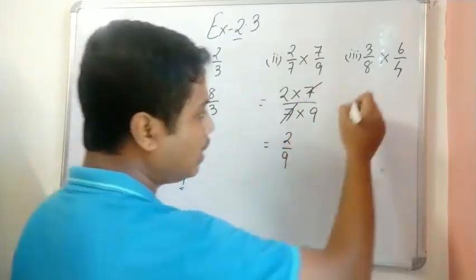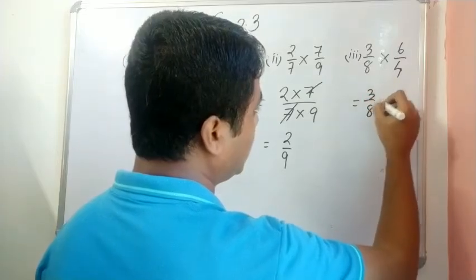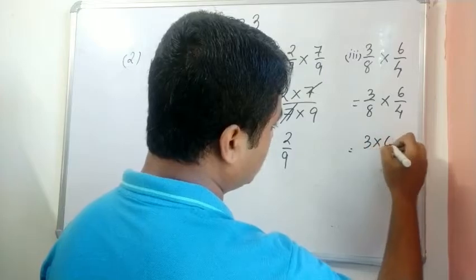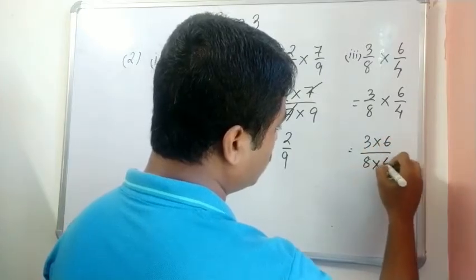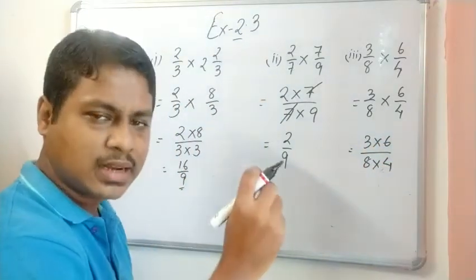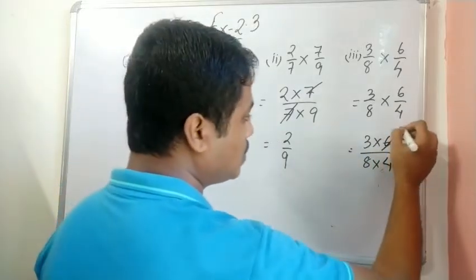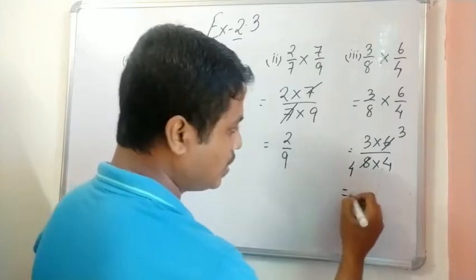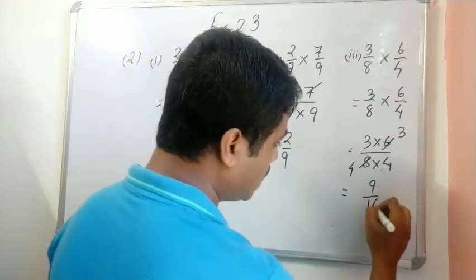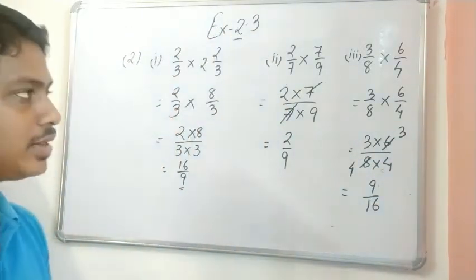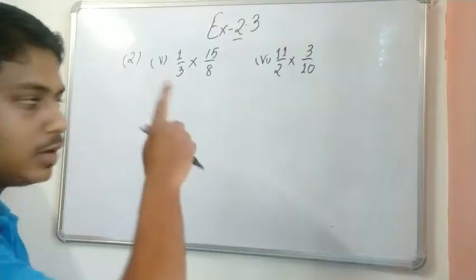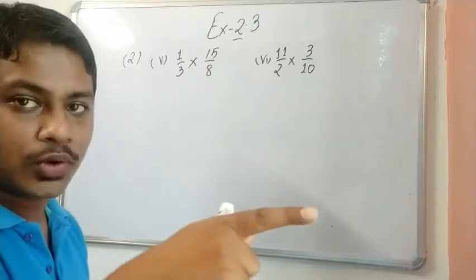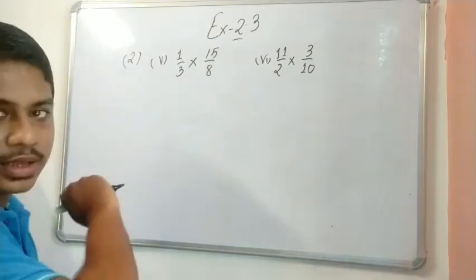Go to the third one. It is 3 by 8 into 6 by 4. So 3 into 6 over 8 into 4. Yes, I can simplify a little bit. 2 3s are 6, 2 4s are 8. So it will be 3 3s are 9, 4 4s are 16. So this will be the answer for the third one. Question number 4 is homework for you and question number 7 is homework for you. I am doing question 5 and question 6.